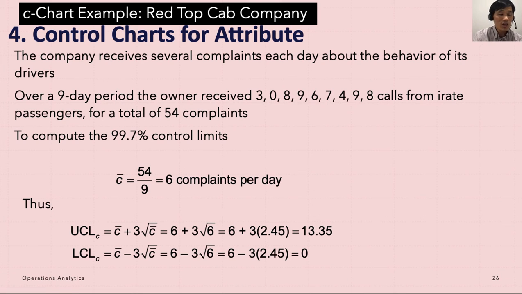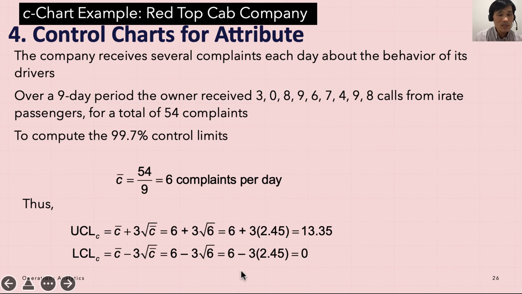Therefore, now you can calculate the upper control limit and lower control limit quickly. So C bar plus 3 times the square root of C bar equals 6 plus 3 times the square root of 6, because Z is 3. We are using 99.7% control limits, that's why Z is 3. If it's 95%, Z is 2. 6 plus 3 times the square root of 6 gives you 13.35.